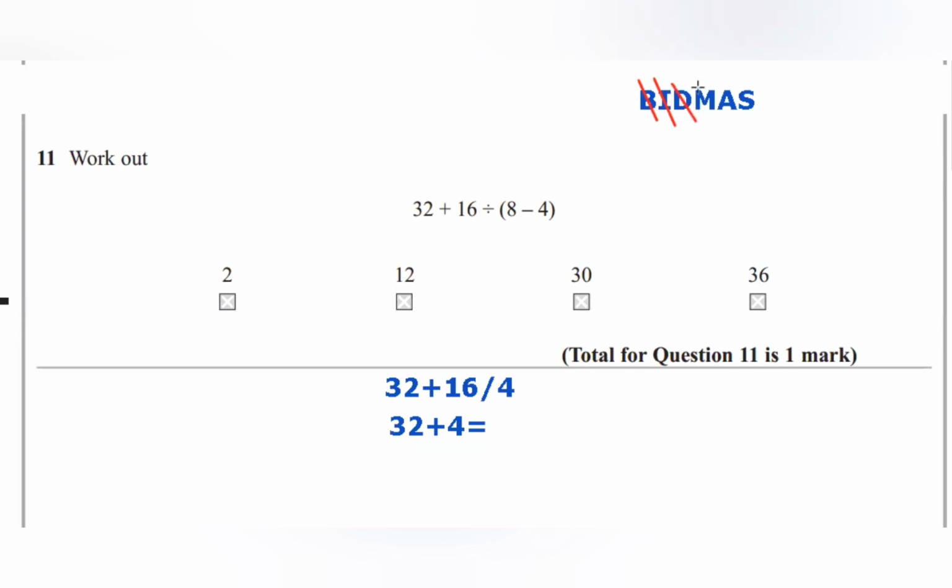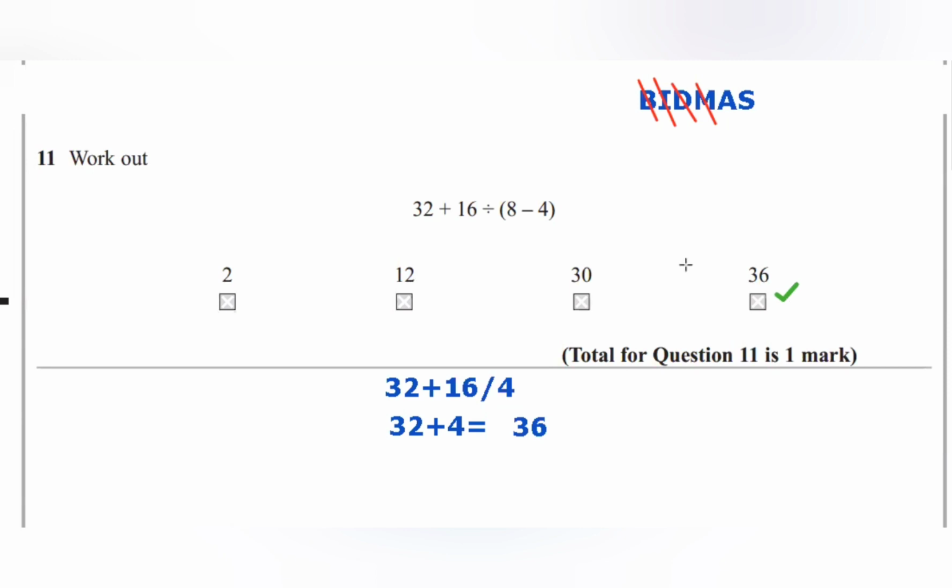Now I'll take it. Do I have multiplying? I don't. Do I have addition? Yes, I do. It's here. So 32 plus 4 equals, very good, equals 36. And this is how you answer a question like this. So the final answer is 36.